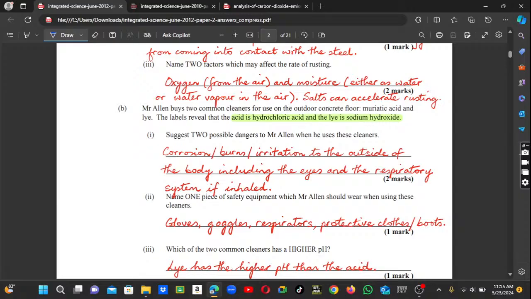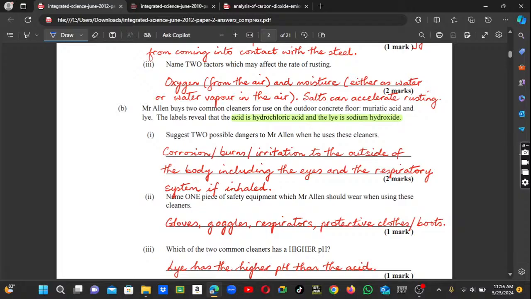All right, therefore, guys, we are seeing here that Mr. Allen buys 2 common cleaners, and I need you guys to listen. So Mr. Allen buys 2 common cleaners for the use of outdoor concrete floor, and we are talking about muriatic acid and lye. Therefore, the label would have revealed the acid, which is hydrochloric.